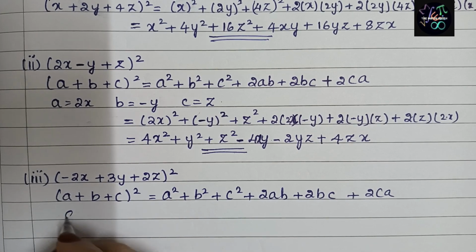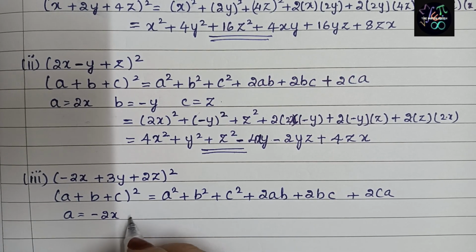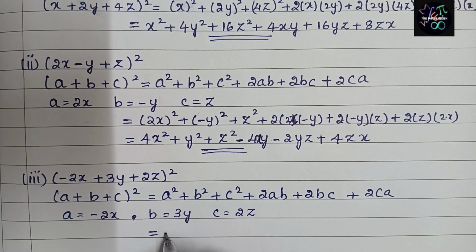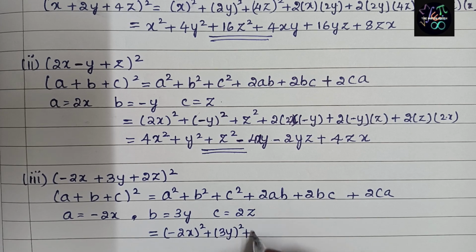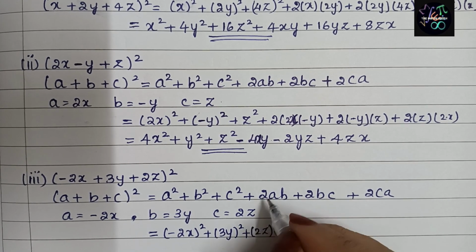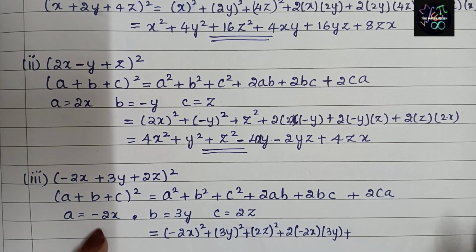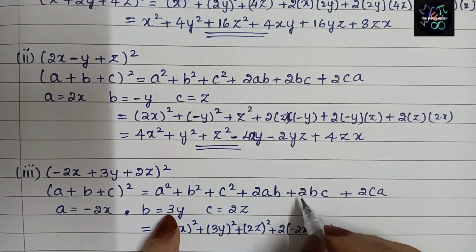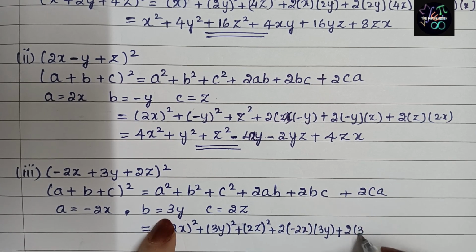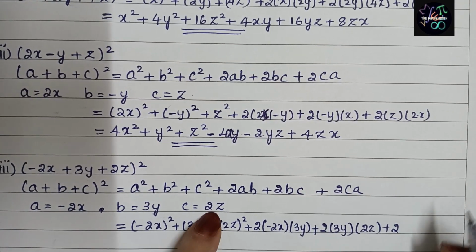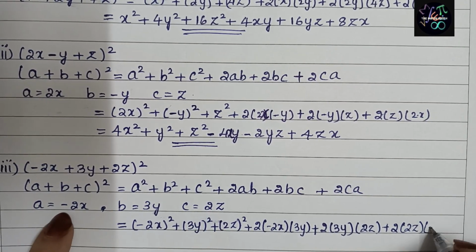Okay, let us see the a value. a is minus 2x. We should write the minus. We should not forget this minus sign. b value is 3y and c value is 2z. Let us substitute in the formula now. a value is (-2x) whole square, plus b value (3y) whole square, plus c value (2z) whole square, plus 2, a value minus 2x, b value 3y. We should be careful while substituting the values. Plus 2, b value is 3y, c value 2z, plus 2, c value is 2z and a value is minus 2x.